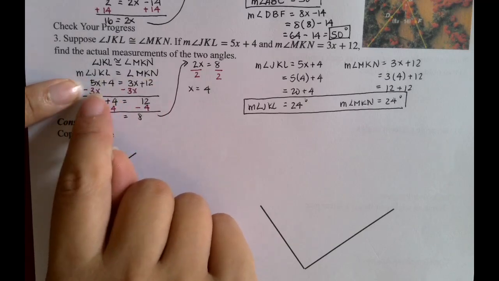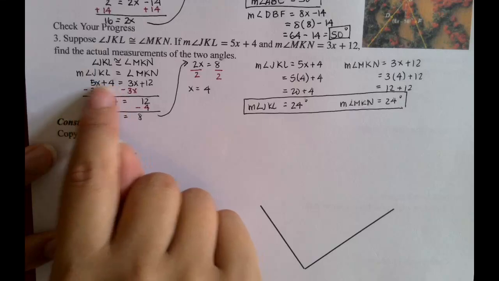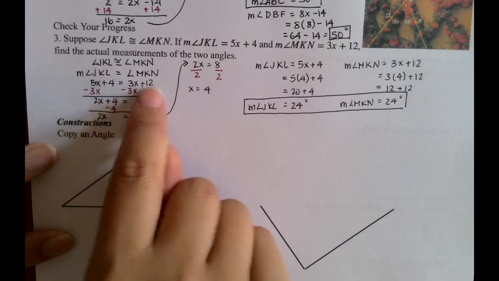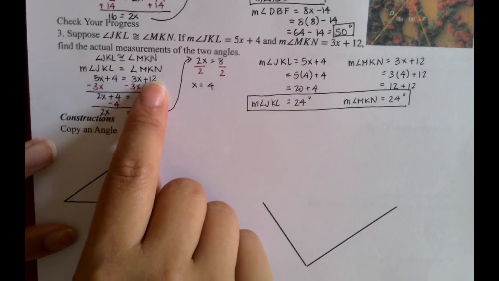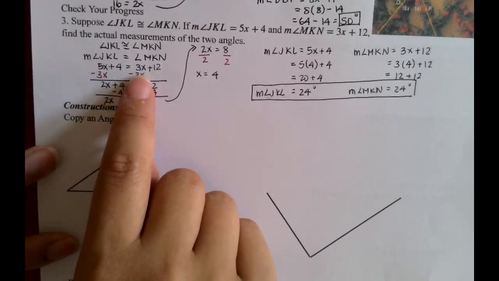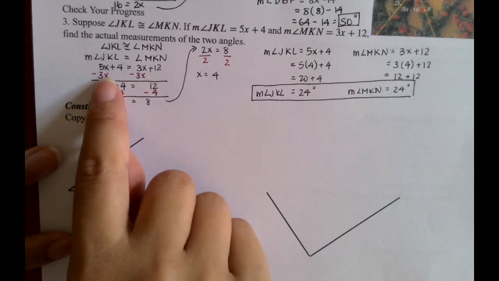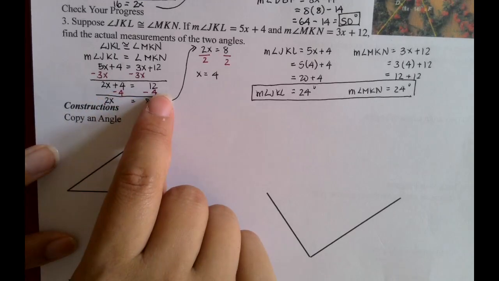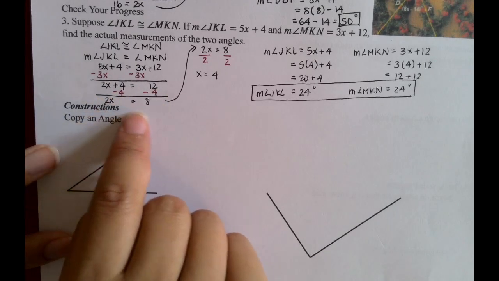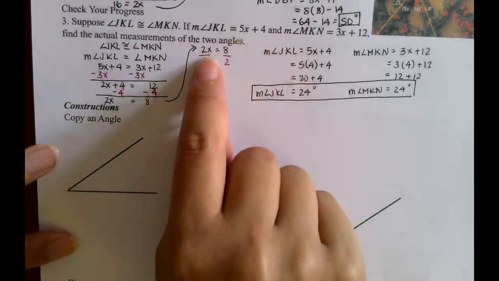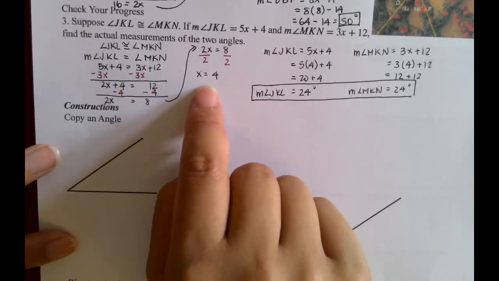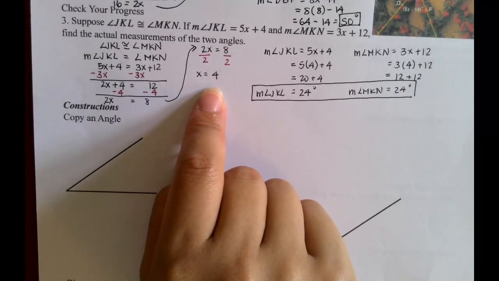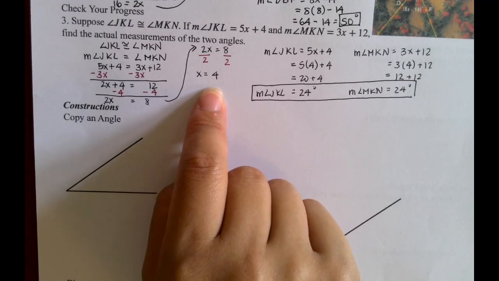Angle JKL has a measurement of 5x plus 4, so I substituted that in. Angle MKN has a measure of 3x plus 12, so I substituted that in. Then I solved for x. I moved the x's to the same side by subtracting 3x. That gave me 2x plus 4 equals 12. I moved the plus 4 to the other side by subtracting 4, and that gave me 2x equals 8. Then I got rid of the times 2 by dividing by 2 on both sides, and that gave me x equals 4.